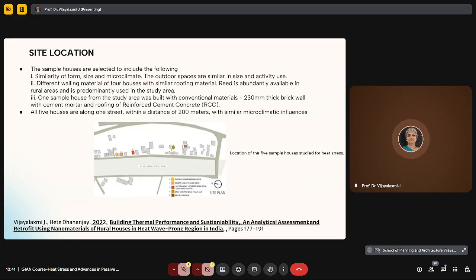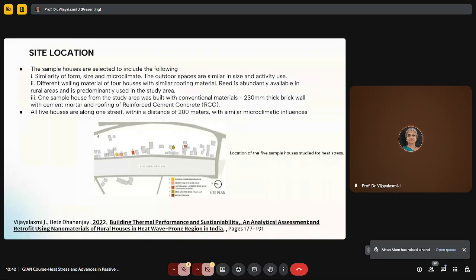The 5 houses are located in Vallabhapuram, a typical rural village about 25 to 30 kilometers away from Vijayawada. And May to September becomes very hot. So we have taken this in April, luckily, because it was very difficult to collect this data. So we've taken it in April, with the outdoor average during that time being about 44 degrees.